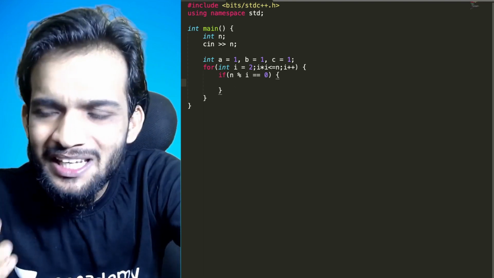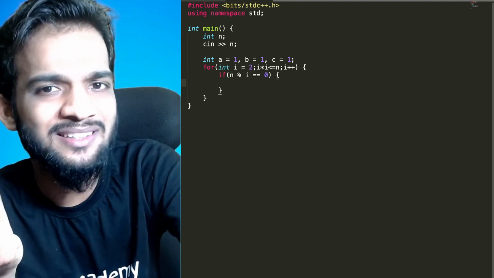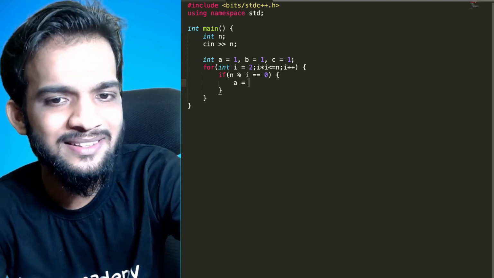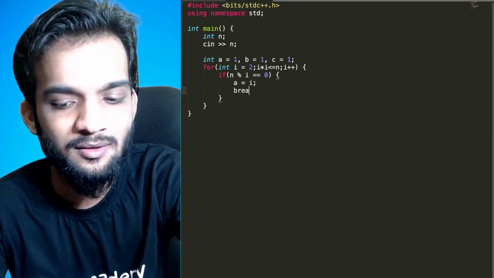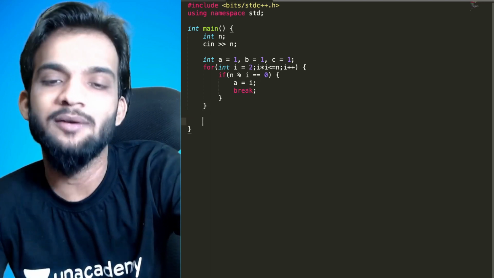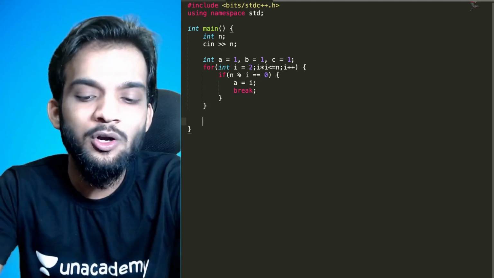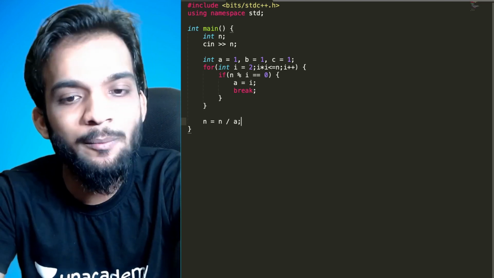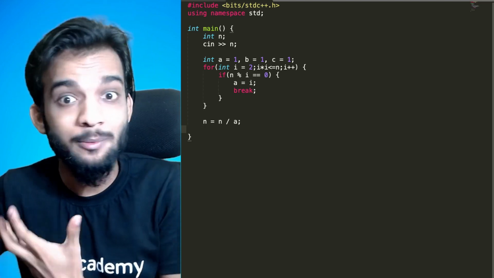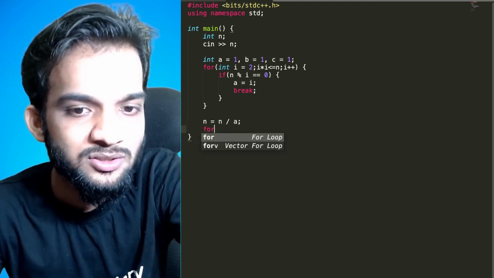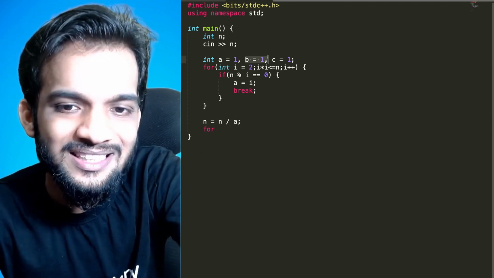So since I'm starting from 2, can I surely say this will be my smallest factor? Because A, I'm finding A. So I'll be like, this is my smallest factor, break. So I've got my smallest factor. So if I've got n, if I've got A, what will be n now? Can I say n will be n by A? Correct. Yeah, absolutely correct.